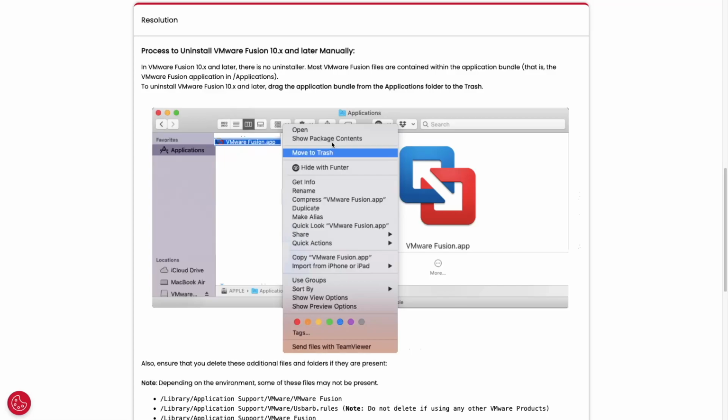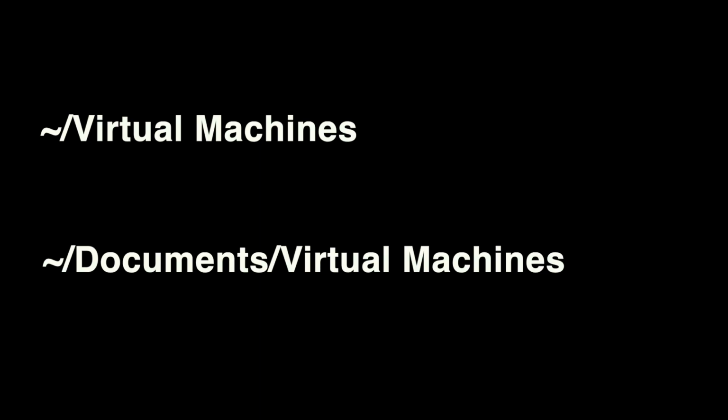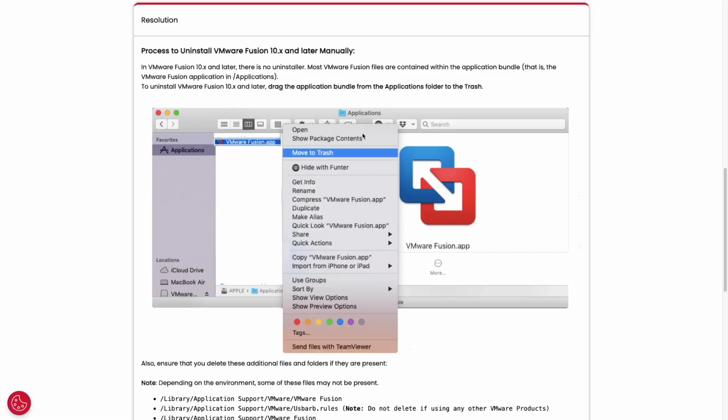This only will uninstall all the application files you need, but the actual virtual machine files are placed in a separate folder. So as you can see on the screen, your virtual machine files should be placed in either your home folder in the virtual machines folder name, or in your documents folder named with the same virtual machines folder name. So right off the bat, let's dive into the uninstallation of VMware Fusion Player.